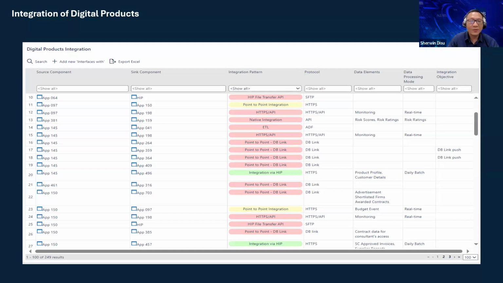We have shown you the different dashboards wherein we link applications and data integration to business capabilities.